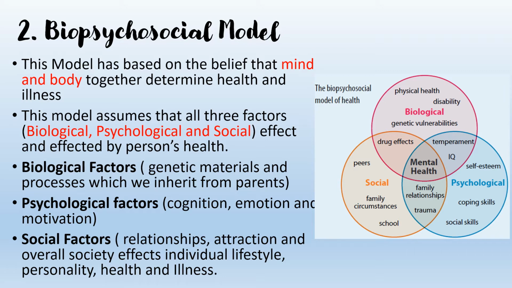And social factors include family circumstances, school, peers, family relationships. So if a person's own society and surroundings are highly motivating and motivate a person to change, he can change his lifestyle in a better way and can make his life more healthy. On the contrary, these factors also have a negative impact on a person's life if they are not supportive. So we can say that the biopsychosocial model generally focuses on these factors and how these factors relate to a person's health in a better way or in a worse way.